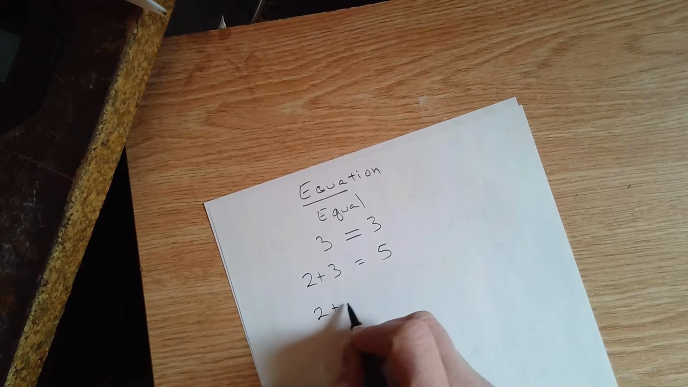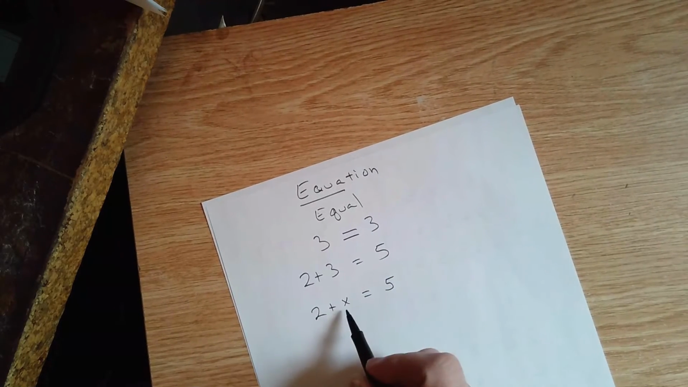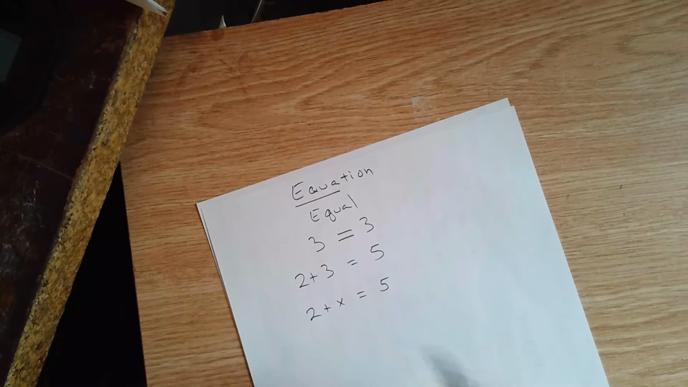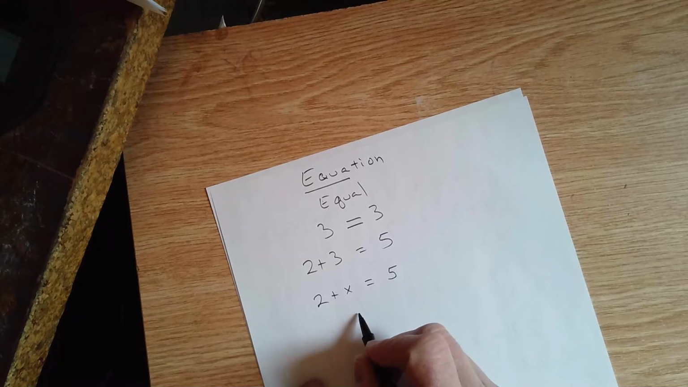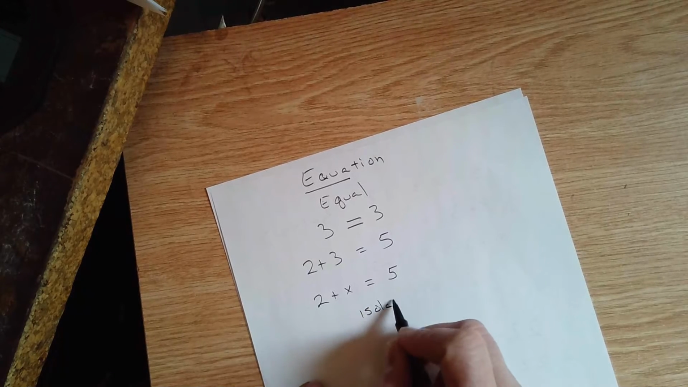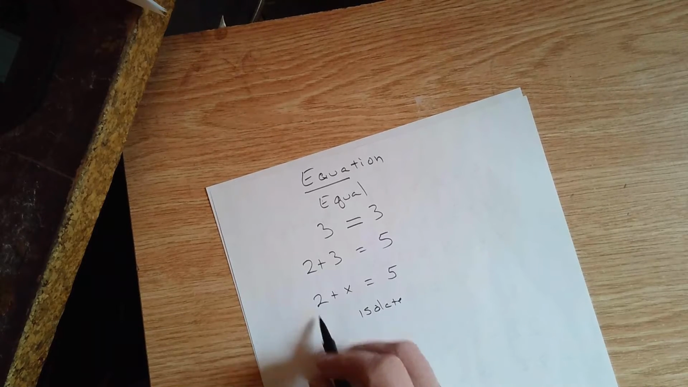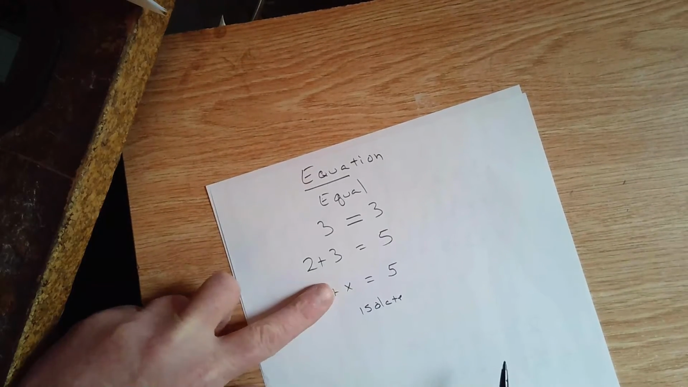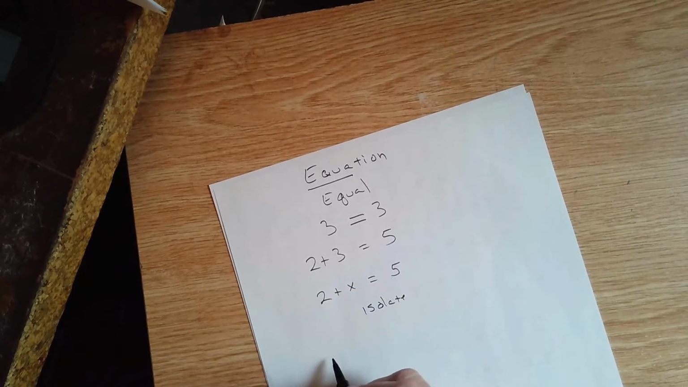Suppose we have this problem. 2 plus x equals 5. How are we going to find out what x is? Well, it's clearly 3, but let's think about this. What we need to do is isolate the x. Isolate. We want to get the variable isolated on one side. How do we do that? Take away the 2. But I have to do it to both sides.